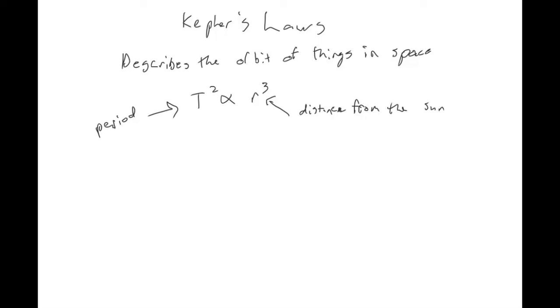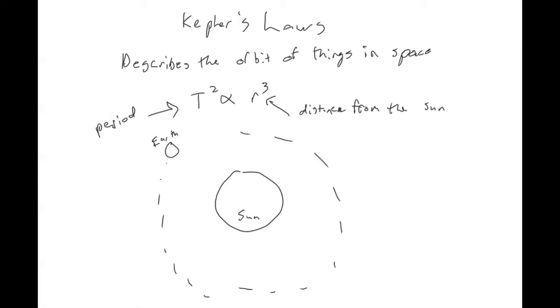So if we had our picture, remember the sun is the center of the solar system and the Earth is orbiting the sun. So this distance between the Earth and the sun will be R. And if we know one of these, we can calculate the other. This symbol in the middle just means proportional to.